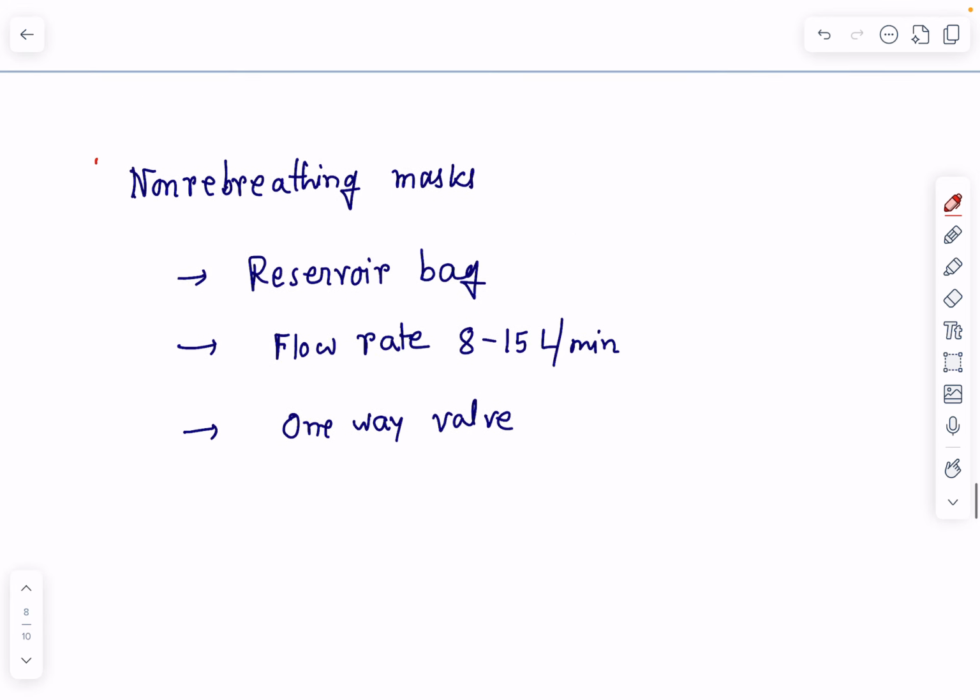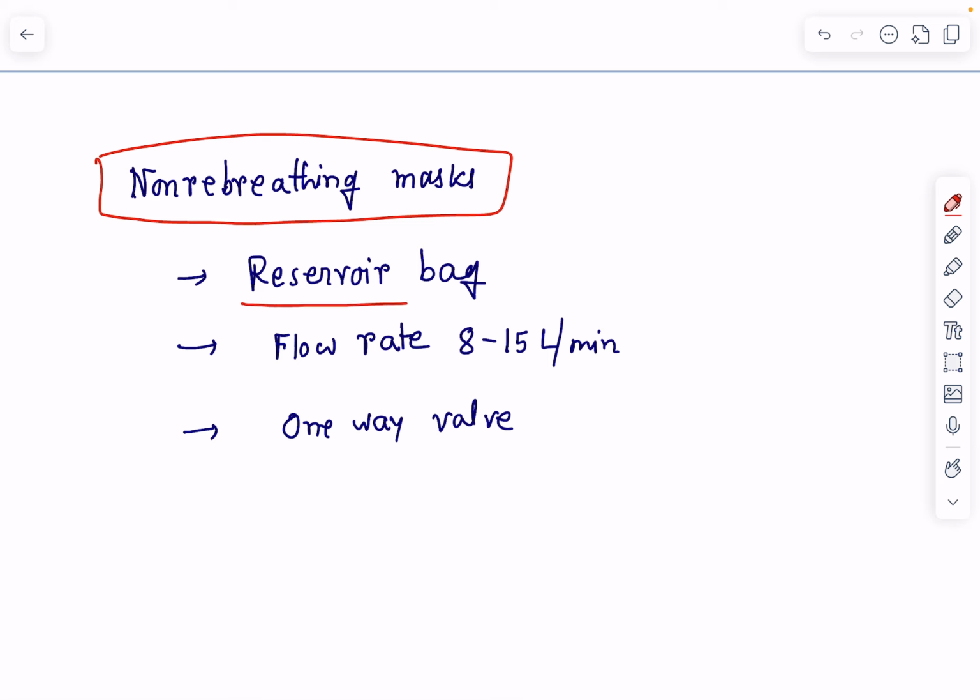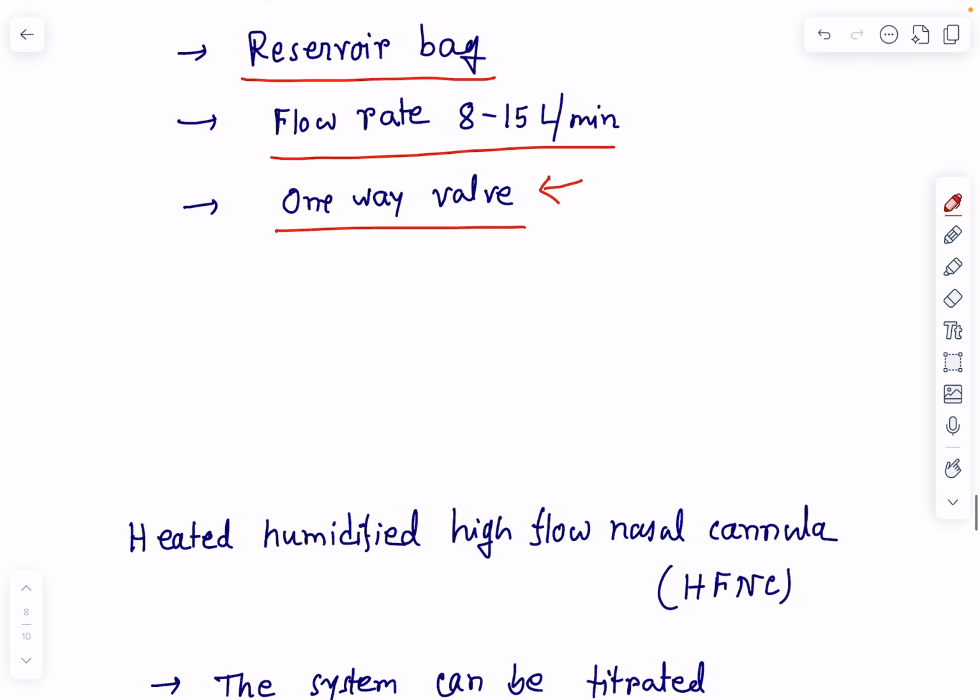Now, next is non-rebreathing mask. In non-rebreathing mask, one reservoir bag is used where oxygen is first reserved. So it results in a high concentration of oxygen in the inspired air. Flow rate can be adjusted between 8 to 15 liters per minute. And there will be a one-way valve in the non-rebreathing mask in the reservoir bag so that the expired air cannot enter the reservoir bag. So this is about non-rebreathing mask.